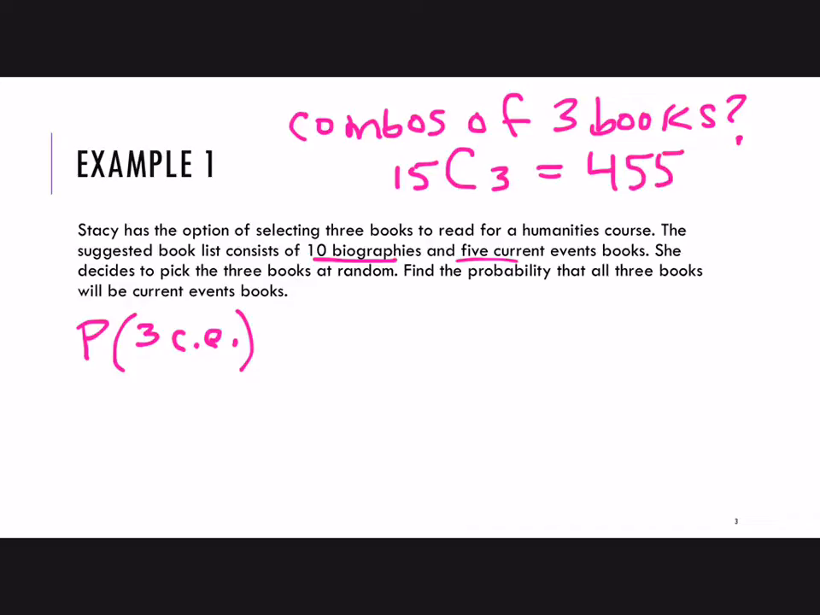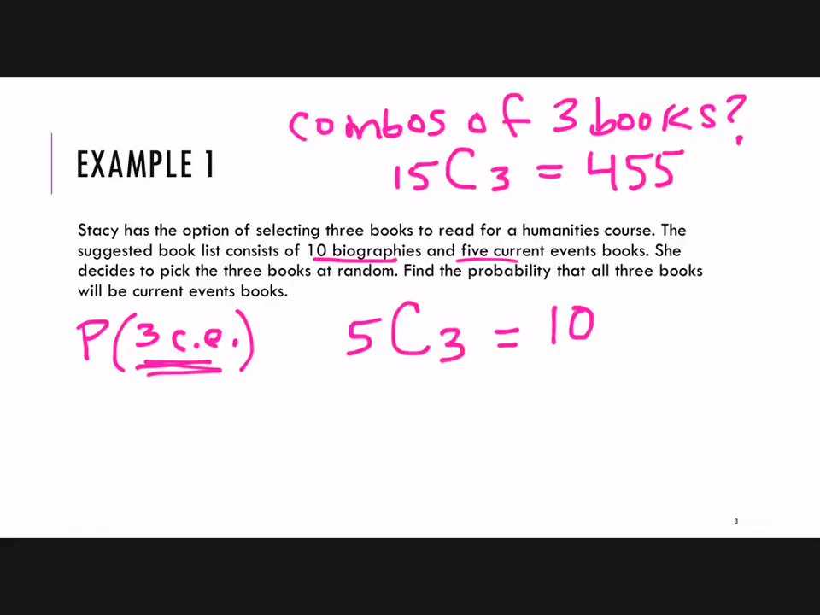So it's not really possible to list all of those out, so that's why we're using this formula. Okay, how about the probability of choosing 3 current event books? Well, how many ways are there to choose 3 current event books? She has 5 current event books that are possible, and she's choosing 3 of them. So there are 10 different combinations of 3 current event books.